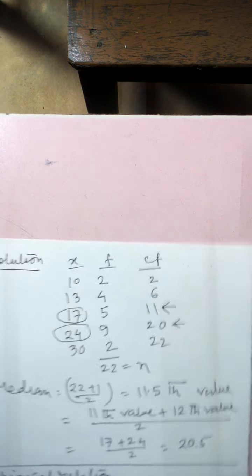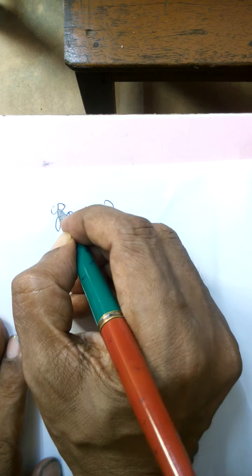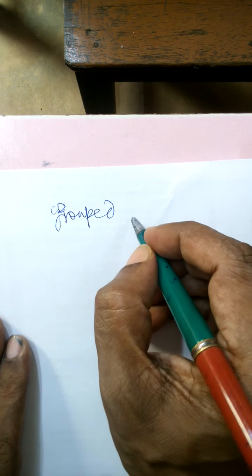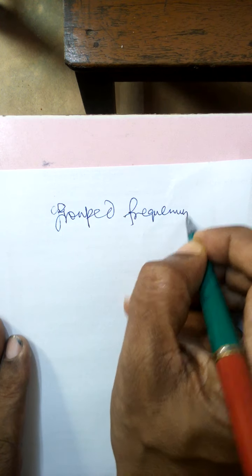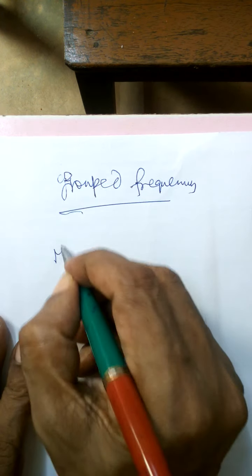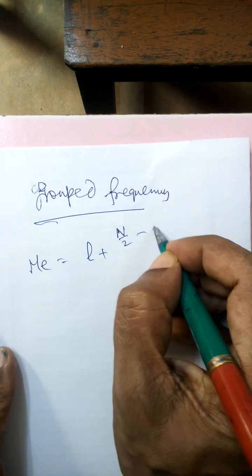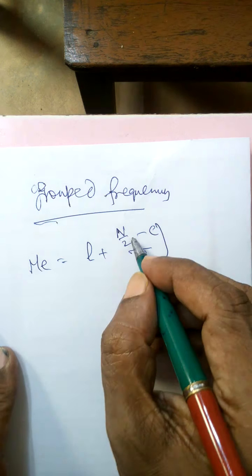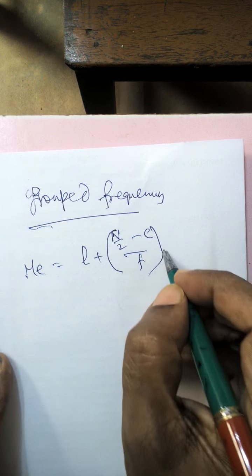So this is the concept of discrete frequency distribution. Now if I have grouped frequency, we have a formula. What is grouped frequency? Grouped frequency is like class intervals. The formula of median will be L plus, the whole bracket of (n by 2 minus c) by f, into i.